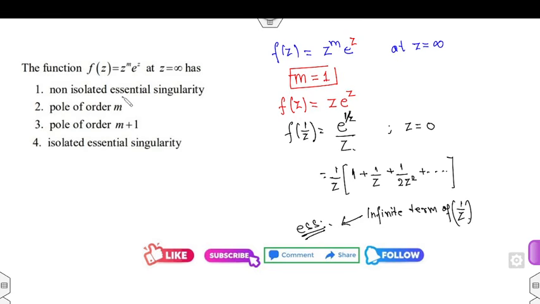So now you have the two essential singularity. It means it is not a pole. Fine. Once it is not a pole, then you can cancel this out. Now, how can you check whether it is isolated or non-isolated? Isolated means you can find the limit point of the zeros. Non-isolated means you have to find the limit points of the poles.